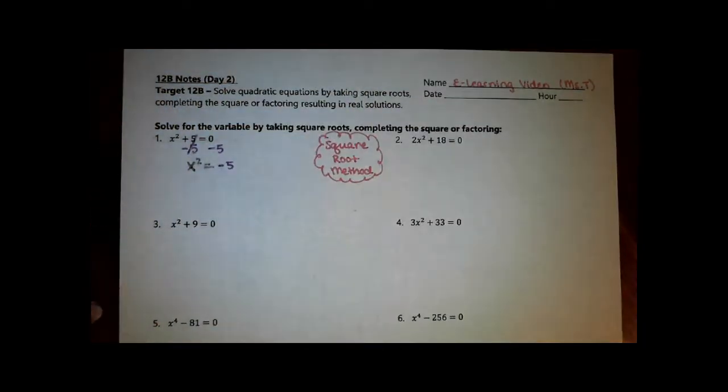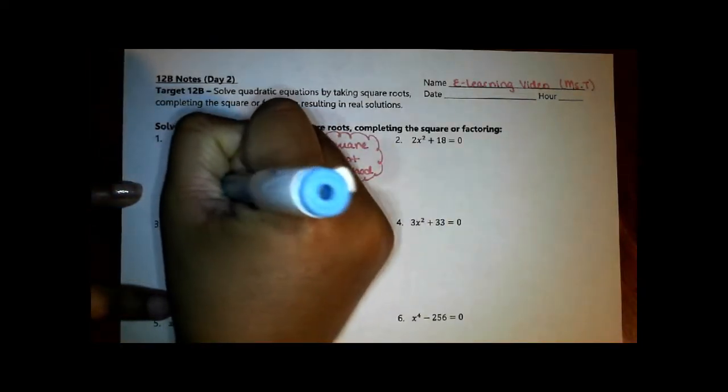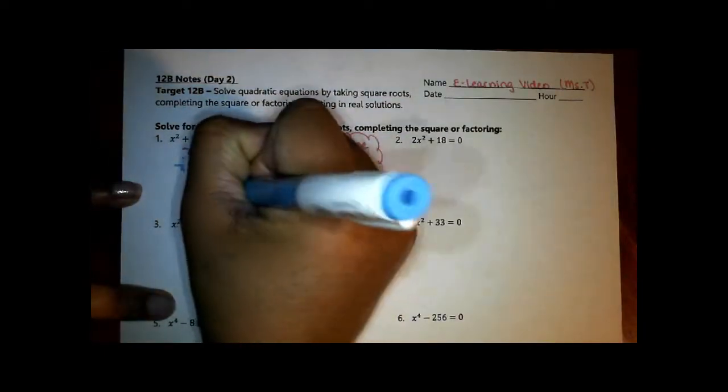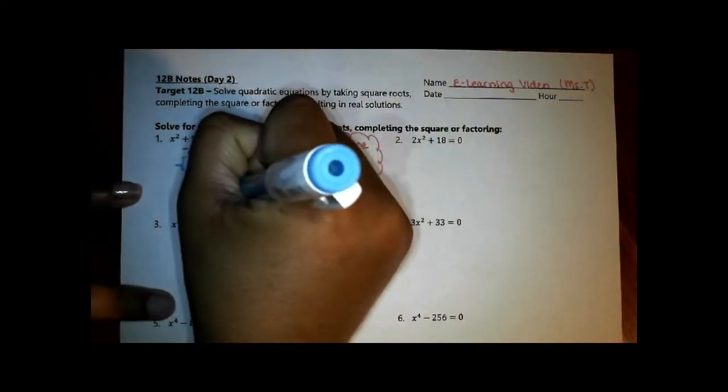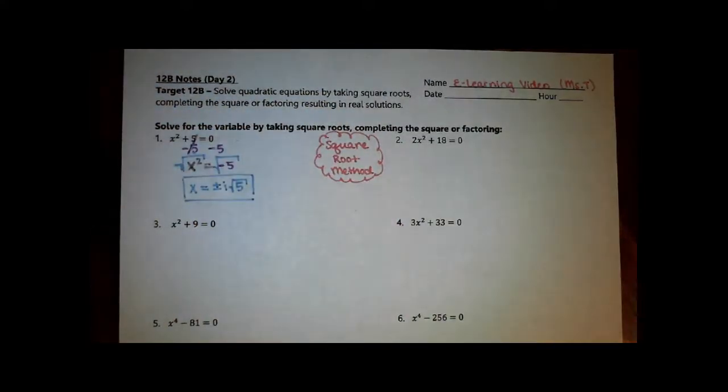Alright, from here, now we have the x squared by itself. We're going to get rid of the squared using a square root. Remember that the square root of a square is just itself, and we know the square root always gives us a plus minus. The square root of a negative is i. And the square root of 5 is imperfect, so we just leave it as the square root of 5. Then, easy peasy, we are all done.